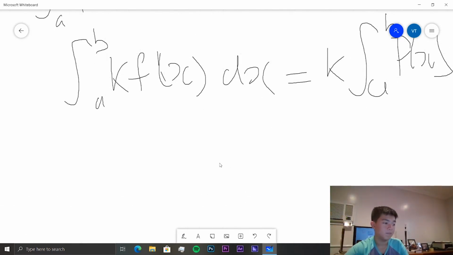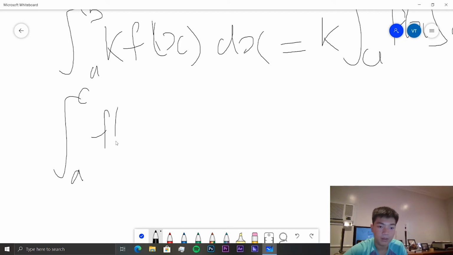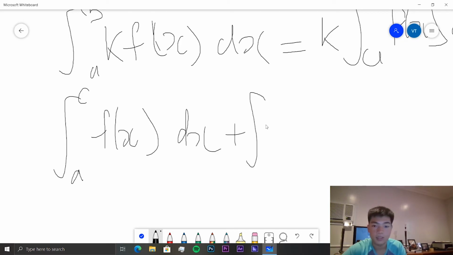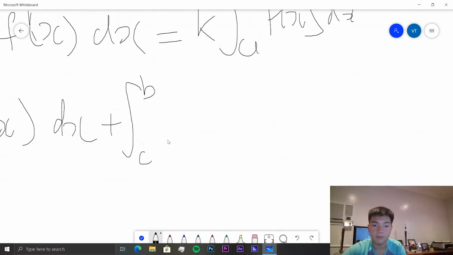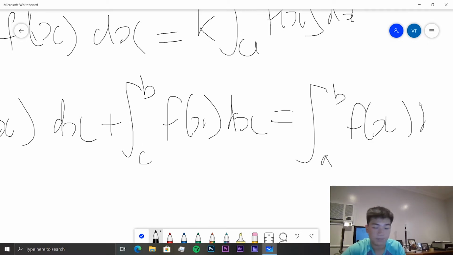And there's one last thing to note. If we have the integral of f of x between bounds a and c, added to the integral between bounds c and b, notice the order: a is at the bottom, c is at the top, and then c goes to the bottom. This will actually be equal to the integral between a and b of f of x.